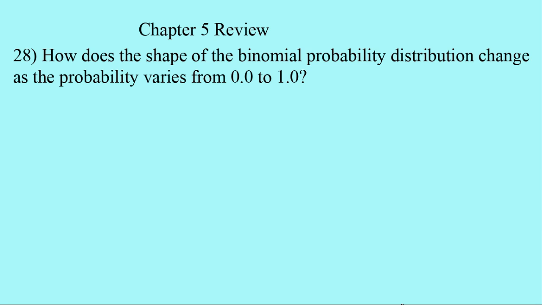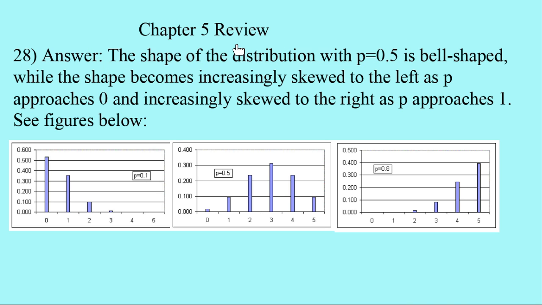Okay, so let me show you this. So the shape of the distribution with p equals 0.5 is bell-shaped, which is what you said. That's the middle one. Okay. Well, the shape becomes increasingly skewed to the left as p approaches 0. Okay. This is the right side. This is the left side. It's being skewed. Okay. To the left and to the right as p approaches 1. Here we go.